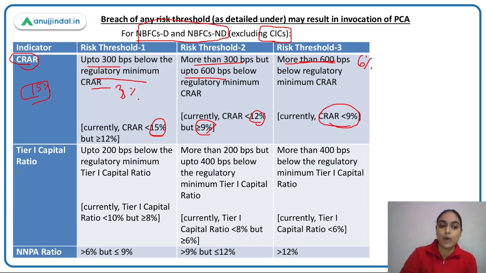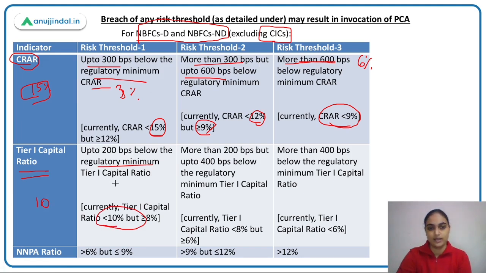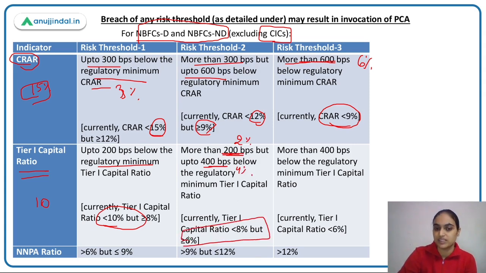Then talking about the Tier 1 capital ratio, for that the requirements are different, like up to 200 basis points below the regulatory minimum in case of risk threshold 1. So, if 10% is the current requirement, then if you are maintaining it between 8 to 10, that means you are under risk threshold 1. Under risk threshold 2, it is more than 200 basis points, that means more than 2%, but up to 400 basis points below the regulatory minimum, that means between 6 to 8%. And risk threshold 3 is more than 400 basis points. So the current requirement is, if it goes less than 6%, then you are under risk threshold 3. So ye aapki risk thresholds batai gai hain. Now talking about the next indicator, that is the NNPA ratio.